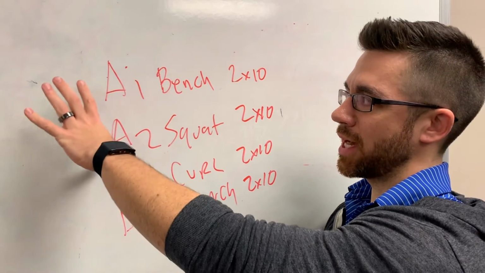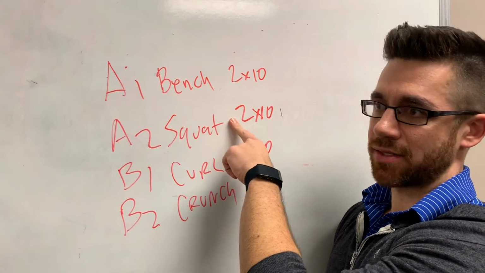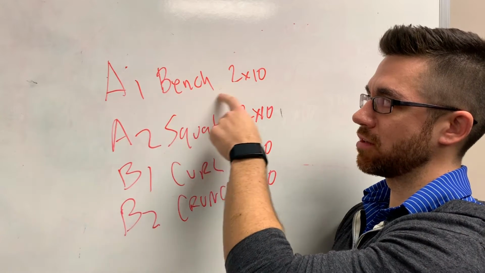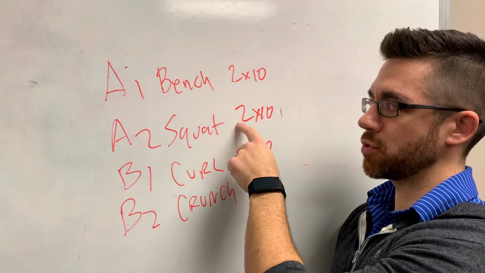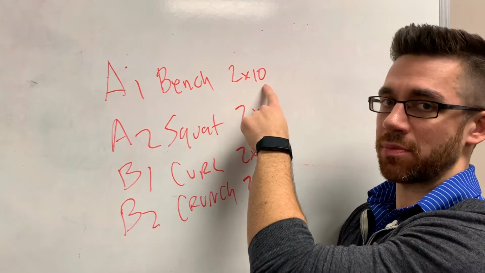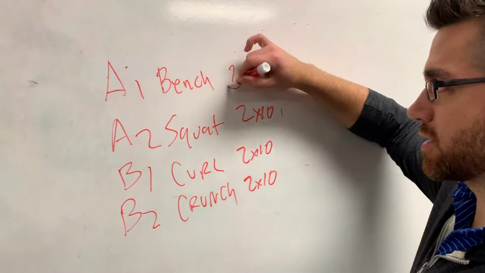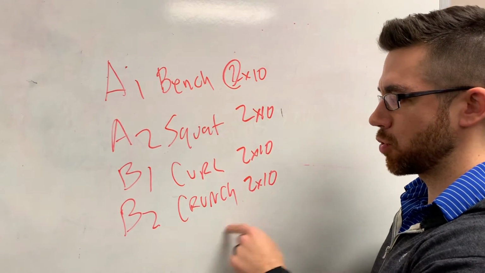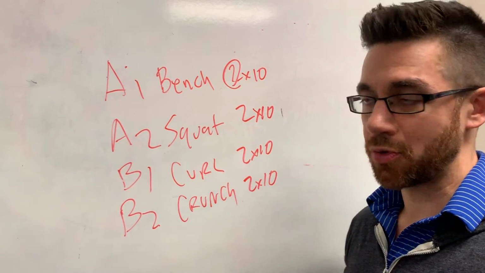In this case, because both the bench and the squat are in the same exercise category, and there are 2 sets of 10 repetitions each, you would do the bench press for a set of 10, then the squat for a set of 10. Because you're doing this 2 times, you go back to the top and do a bench press for 10 repetitions, followed by a squat for 10 repetitions. Once you've done this for 2 sets, you move on to your B category. Now you'll do your curl for 10 reps, your crunch for 10 reps, and then go back to curl for 10 reps, and then crunch for 10 reps. Start the whole thing over.